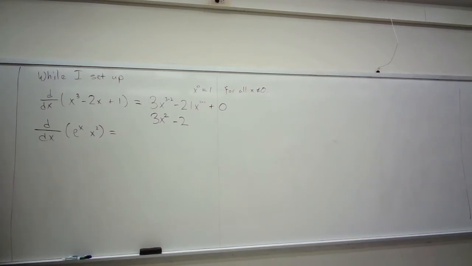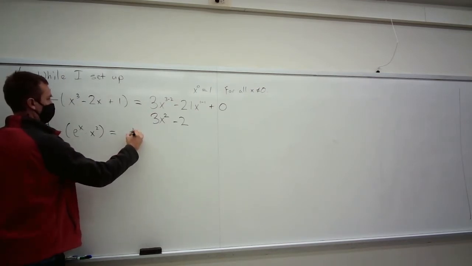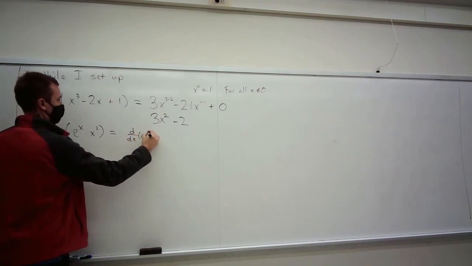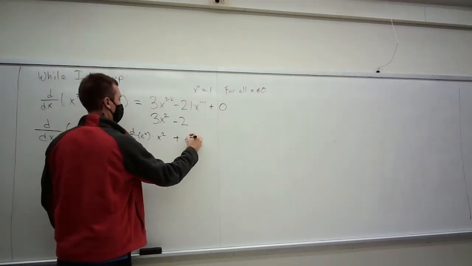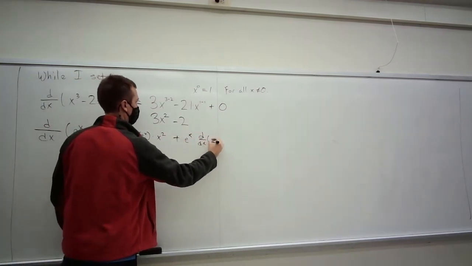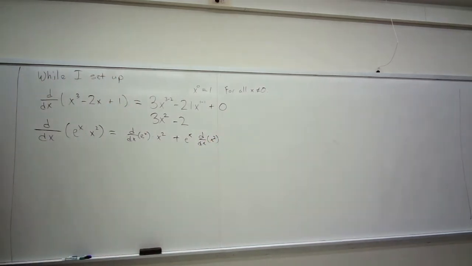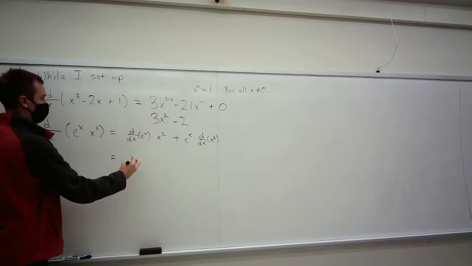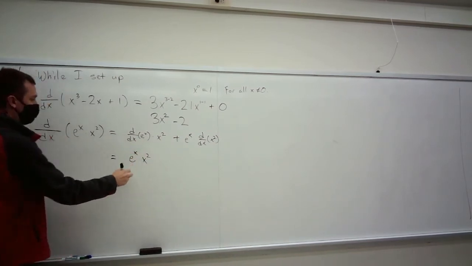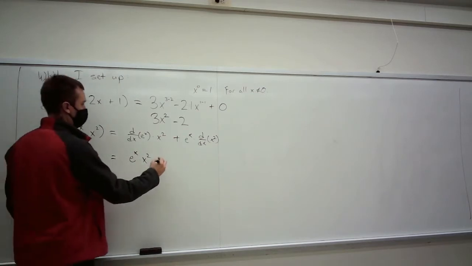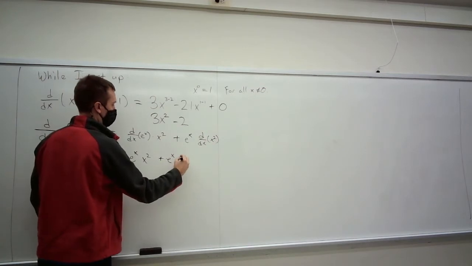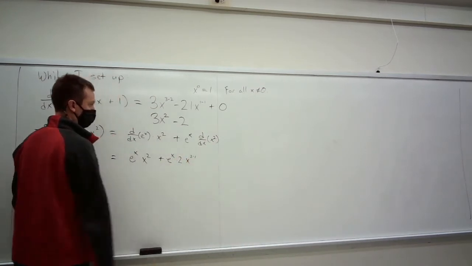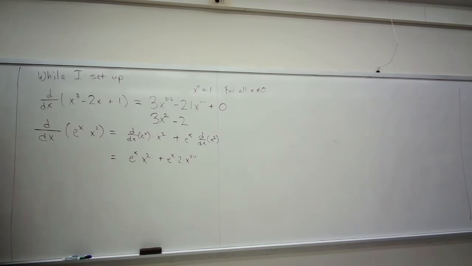For this one, we actually have to do a little more work. We have to utilize the product rule, which means take the derivative of the first guy, multiply it by the second, then multiply the first by the derivative of the second. Derivative of e to the x is the easiest one you'll ever do, just e to the x. For this one, we have to use the power rule. We multiply by the power and subtract 1 from the power, which is just x to the first.